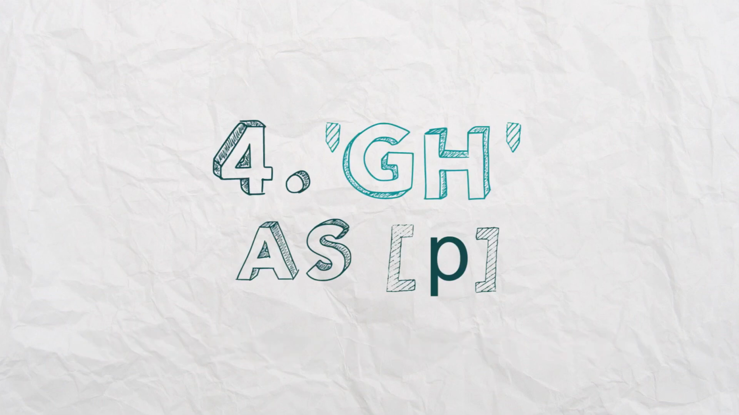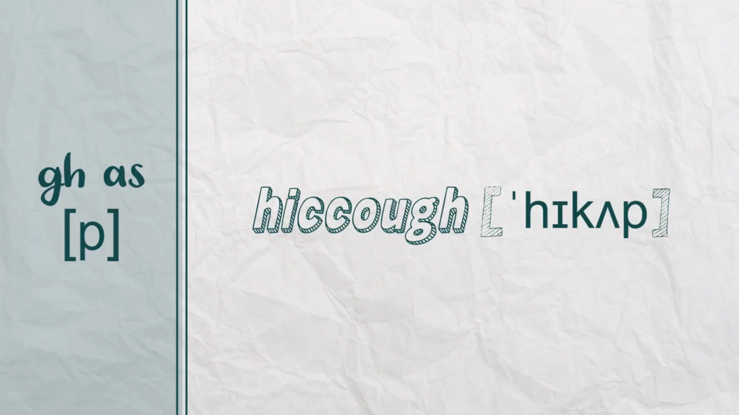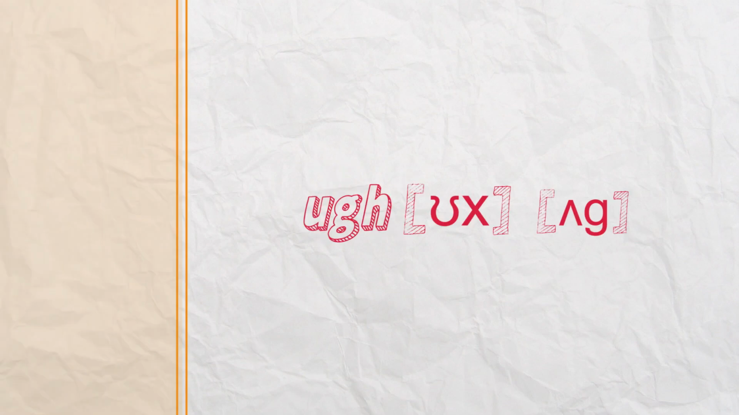Then there's group 4, which I can think of only one word for: hiccup. So GH has the sound of P, surprisingly, hiccup. Group 5. In group 5, it's the sound which is common in German, for example, like H, like the word ugh. It's like an interjection. And then there are some words like the name McLaughlin.